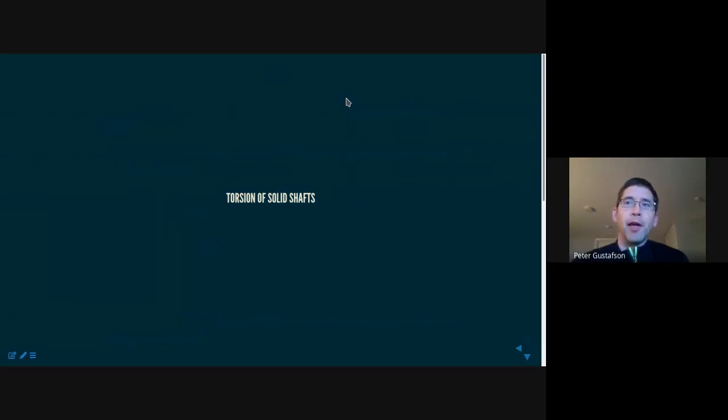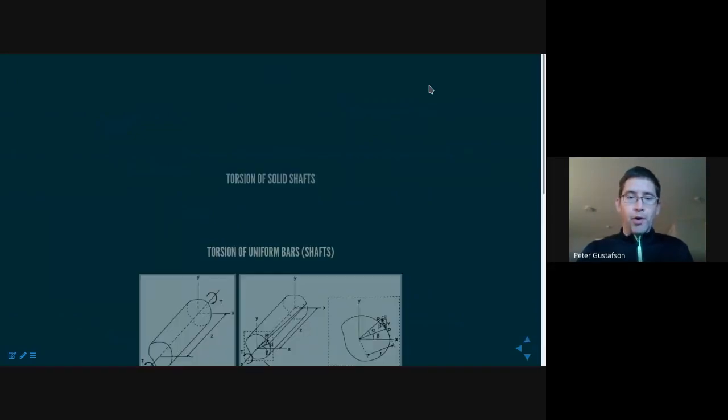We're not together, and I'm not able to physically describe some of these scenarios with the props that I usually bring along with me to these lectures. So without those props, we're going to change our order of operations a little bit. We're going to hit torsion of solid shafts before we do bending of thin shafts, and then we'll get back to that bending problem shortly thereafter. So today we'll talk about torsion of solid shafts.